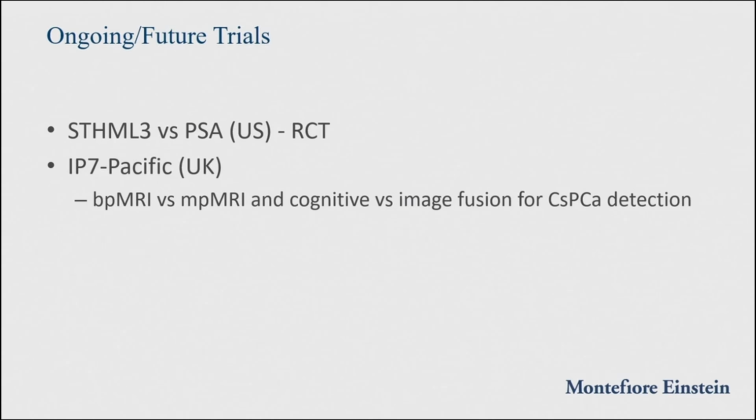There are some ongoing future trials looking, as I mentioned, at the Stockholm 3 biomarker versus PSA in the US, as well as an additional study looking at biparametric MRI versus multiparametric MRI and cognitive and image fusion in the UK for prostate cancer detection.